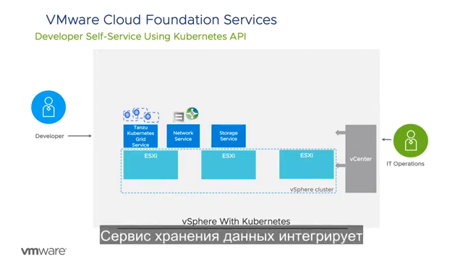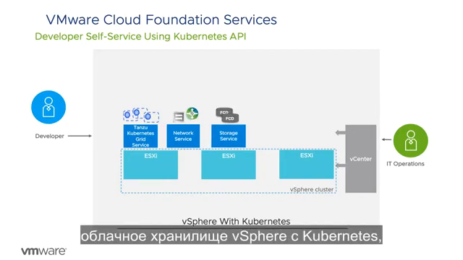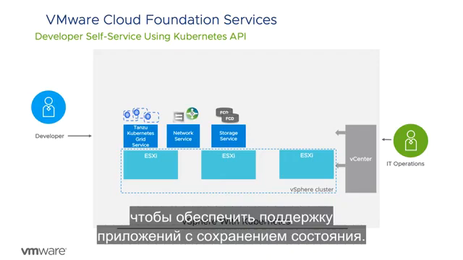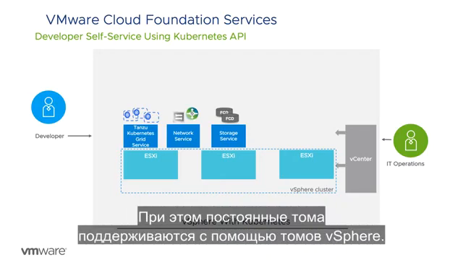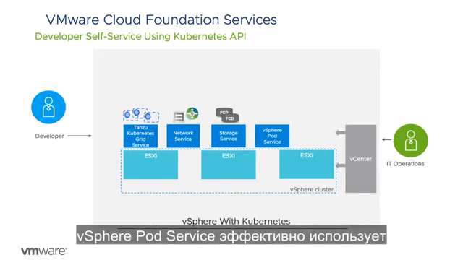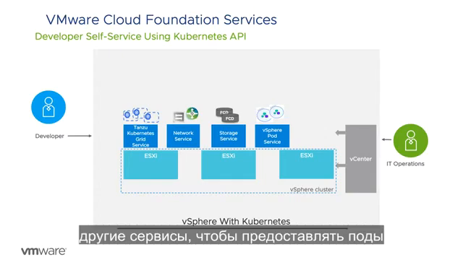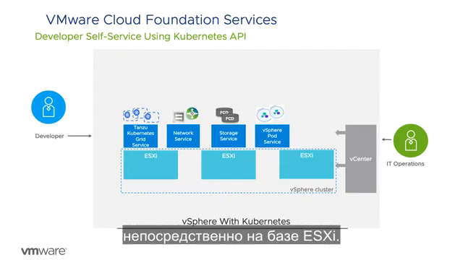The storage service integrates vSphere cloud-native storage into Kubernetes to provide stateful application support with persistent volumes backed by vSphere volumes. The vSphere pod service takes advantage of the other services to deliver pods natively on ESXi.